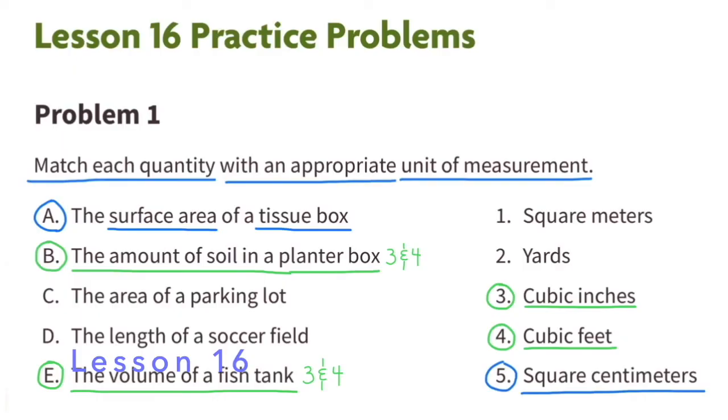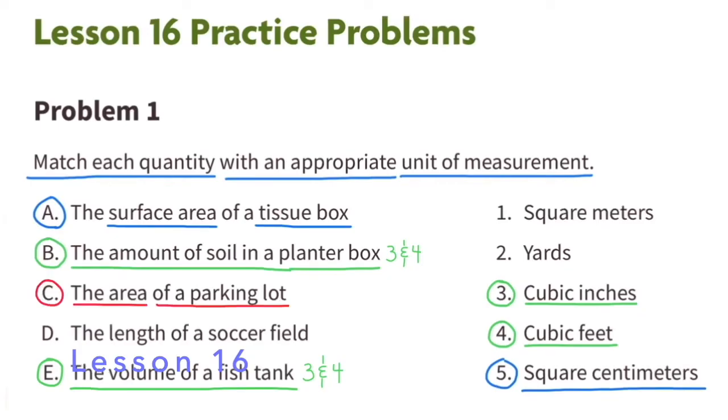If it were a larger planter box, cubic feet would be a better representation of the amount of soil that could fit inside the planter box. If it were a small planter box, perhaps cubic inches might better represent the amount of soil in a planter box.